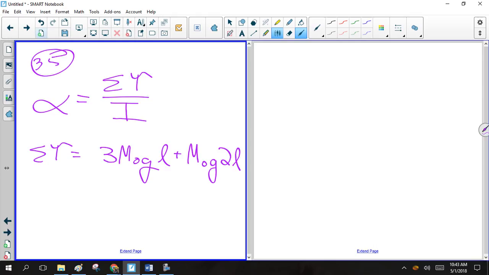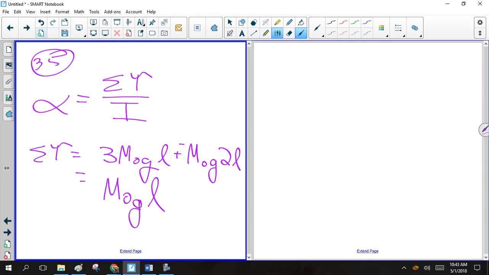One of those two torques has to be negative, right? Because they're working against each other, right? So technically, this one would be the negative. All right, so if you simplify this, it gives you mog times L. Cool?